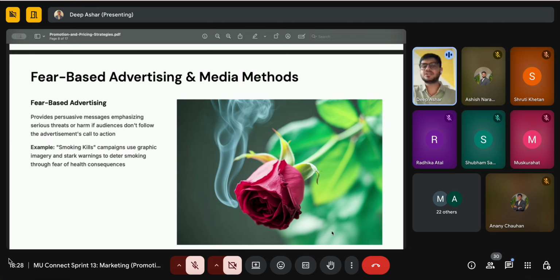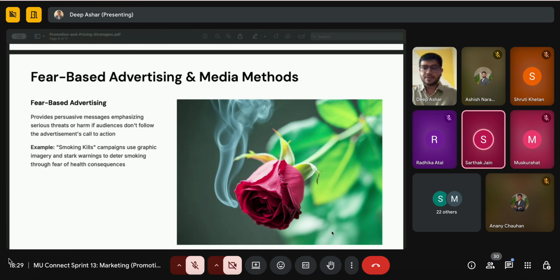The example that Sir had given is smoking kills campaigns. We see it on the box, we see it before movies, using extremely hard graphics that make you think twice about even smoking in this case. So a lot of brands use fear-based advertising. Usually, it's the healthcare space that does it. Not the ideal way, but it's usually that industry that uses fear-based advertising to make you take a particular decision.